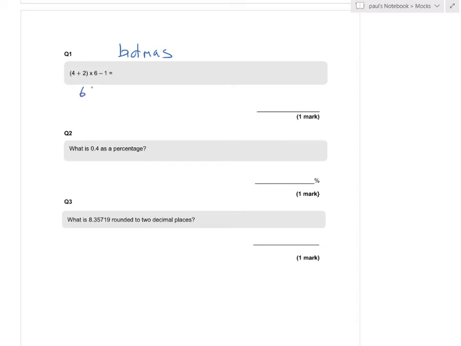So 6, do the brackets first, times 6 minus 1 is 36, take away 1 is 35. 0.4 as a percentage is 40%.